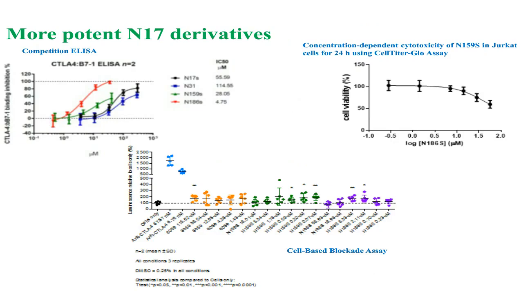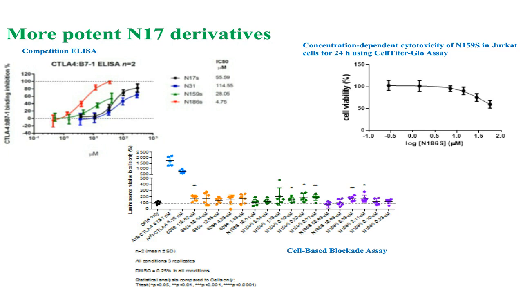What the team's trying to do now is to get more potent derivatives using chemical synthesis guided with computation. The team's come up with a couple of drugs. Here you can see in red N186 and in green 159. In the ELISA assay, they're both more potent than N17, shown in black.